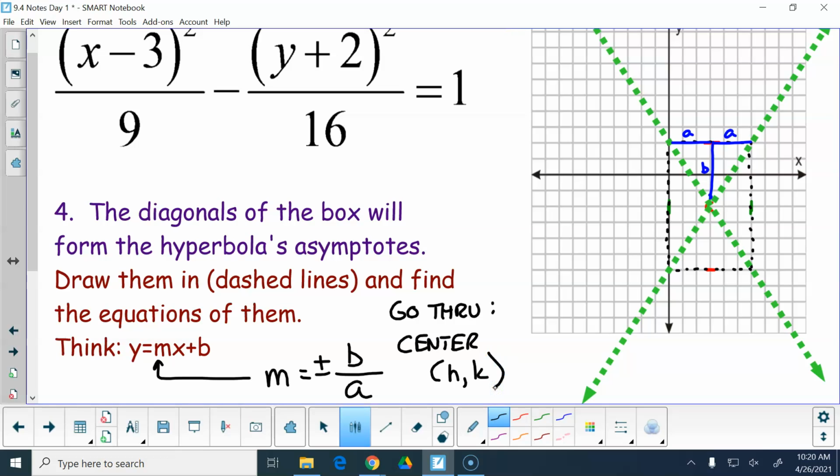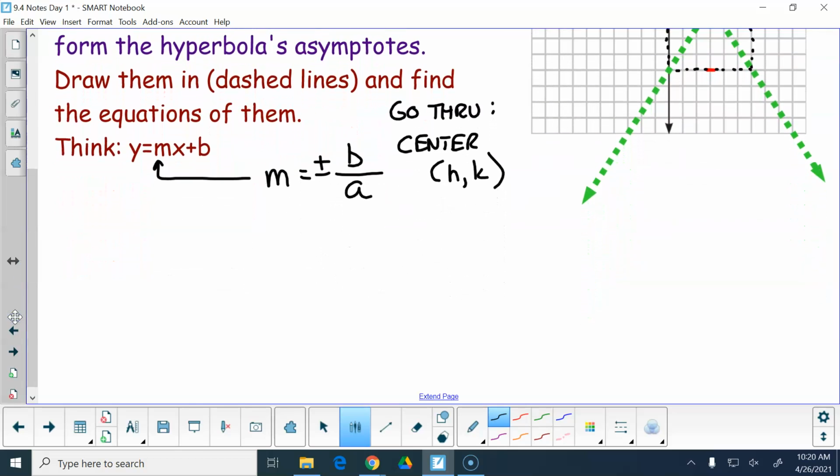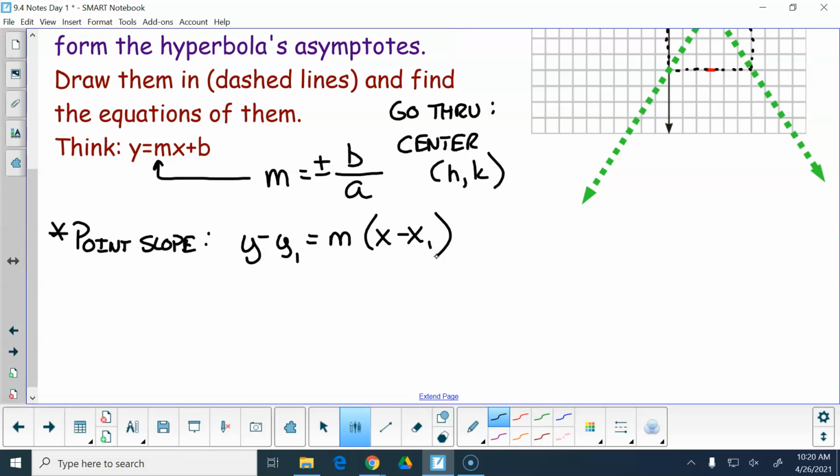Now I say that because, and I'm going to do this one the long way, you're going to need to remember the point slope form of a line. That is y minus y sub 1 equals m times x minus x sub 1. Because we have a point, the center, we have a slope, positive b over a, and then we have a slope, negative b over a.